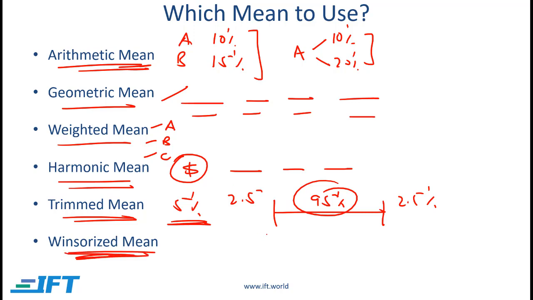Winsorized mean is also a technique for dealing with outliers, but here rather than ignoring the bottom 2.5% and the top 2.5%, we take the bottom 2.5 and assign them the value from here, and we take the top 2.5 and assign the value from here. So the number of observations remains intact, but we are reducing the impact of extremely high and extremely low values. So that is it for this segment.